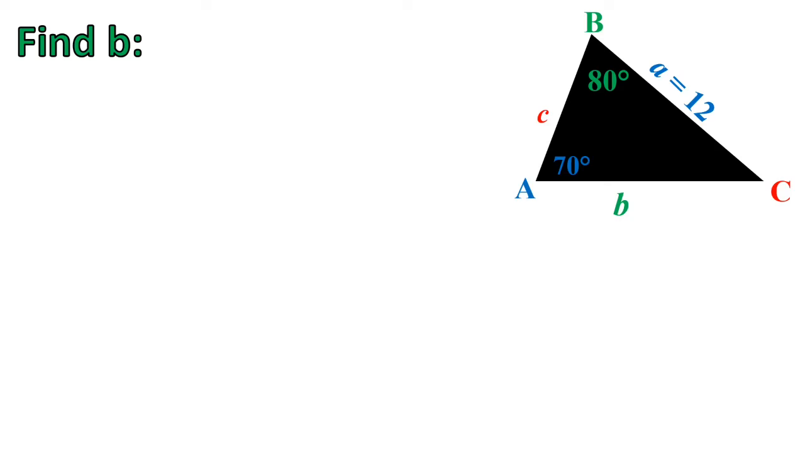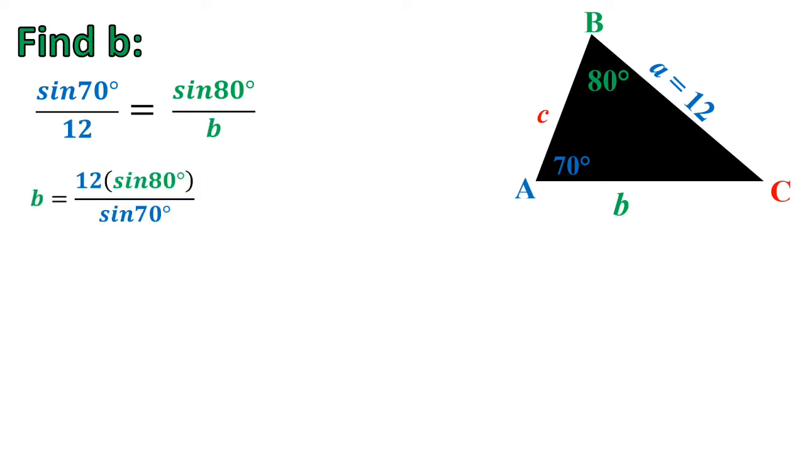To set up the equation for the law of sines, start with the side and corresponding angle that you know. To find side b, we need to know angle B. So we will take the sine of angle B over side b. To solve this equation for b, we will cross multiply and divide. Make sure your calculator is in degree mode. 12 multiplied by the sine of 80 degrees divided by the sine of 70 degrees is approximately 12.576.